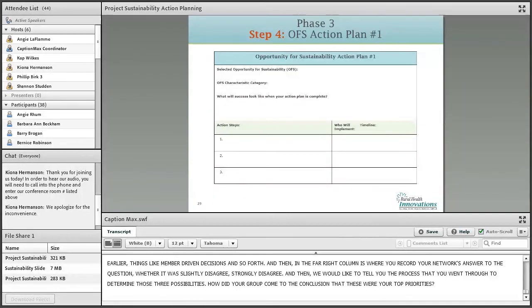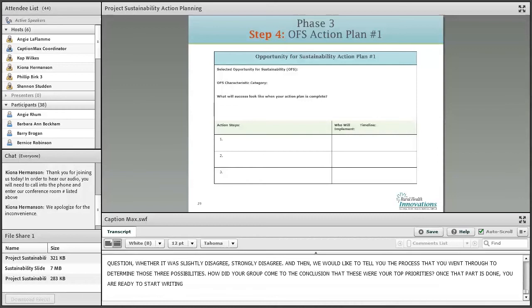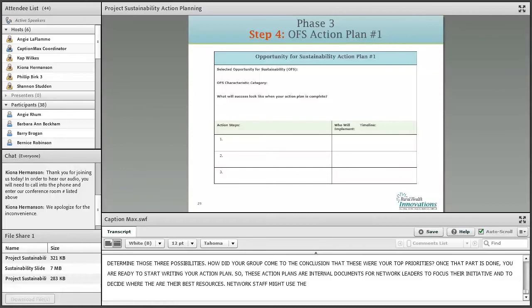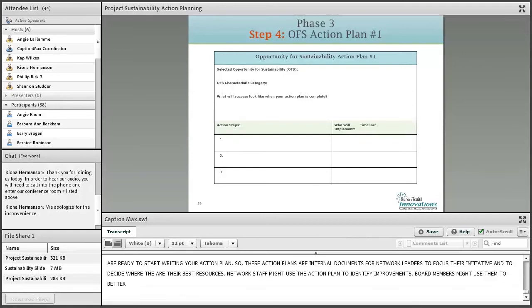Once that part is done, you're ready to start writing your action plans. These action plans are internal documents for network leaders to focus their initiatives and decide where to invest resources. Network staff might use the action plans to implement the identified improvements, and board members might use them to better understand the project's opportunities for sustainability, and to provide some input and support as the action plan is carried out.